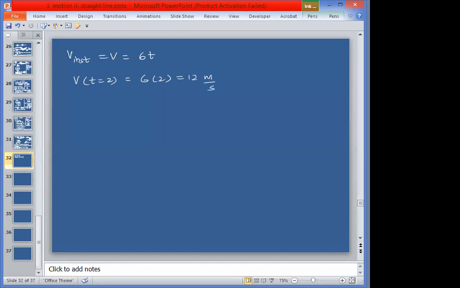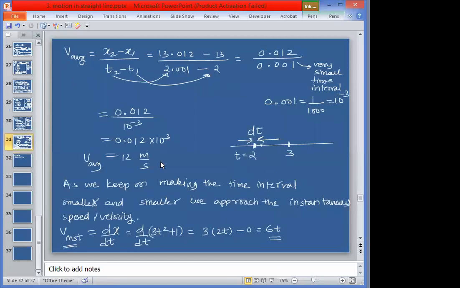Okay, so as you keep on moving the interval smaller and smaller, you approach the instantaneous speed. Time 2 सेकंद असताना instantaneous speed किंवा instantaneous velocity आली असती 12 मीटर पर सेकंड. चेक करा, इथं पण 12 मीटर पर सेकंड दिसेल. Here also you have 12 meters per second, because you are making the interval smaller and smaller. t2 minus t1 किती आहे? 0.001 आहे. Is that clear?